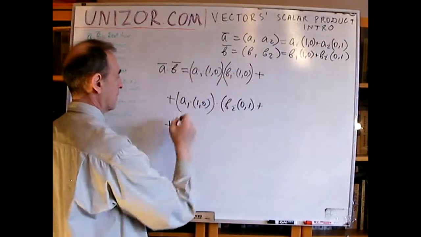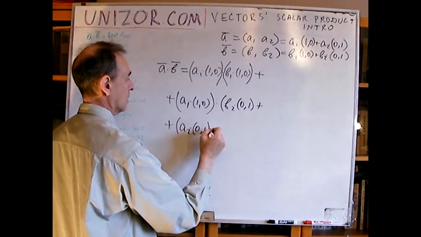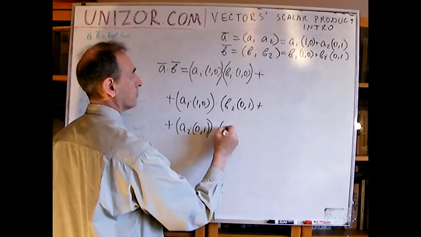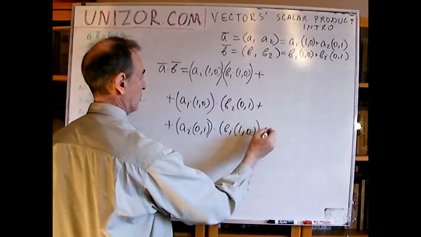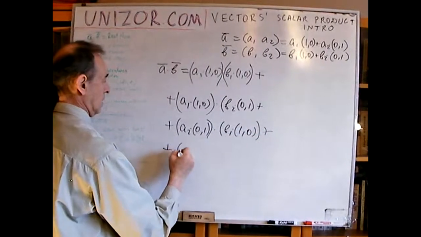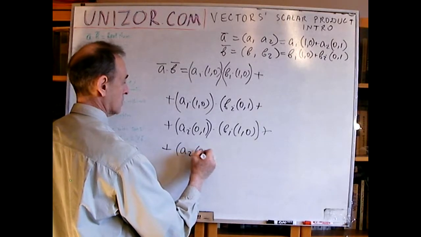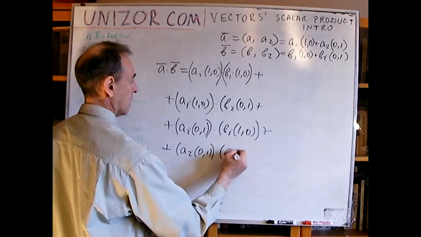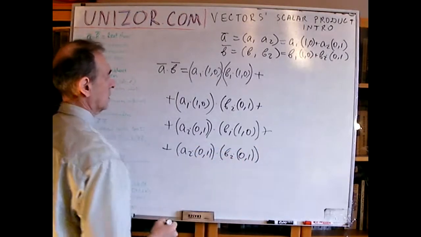Now second by first, that's A2 times (0, 1) times B1 times (1, 0) plus A2 times (0, 1) times B2 times (0, 1). All right?